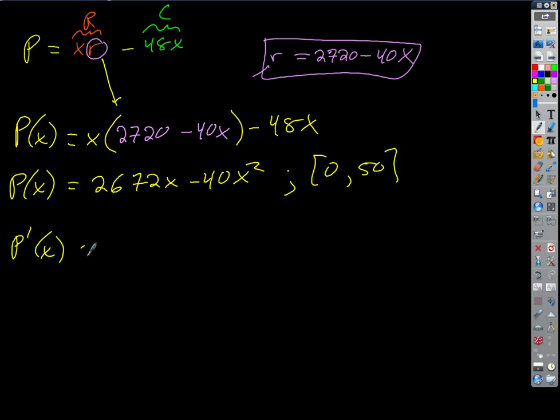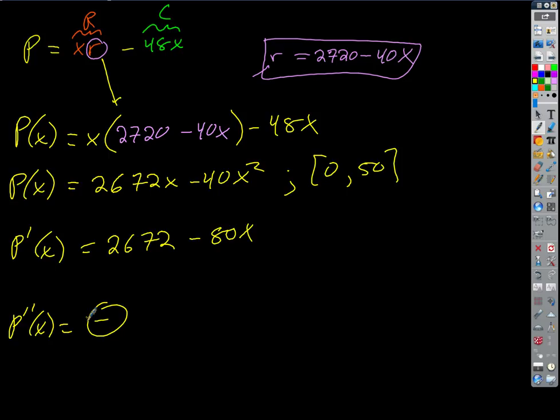So what's our derivative? It's polynomial, it's easy. We get 2672 minus 80x. And then what's the sign of our second derivative everywhere? Negative. It's negative 80.